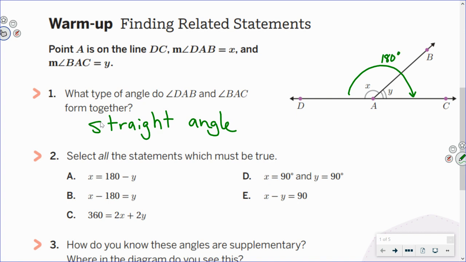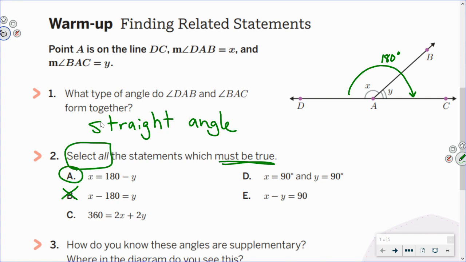And so if we take a look at number 2, where it says select all statements that must be true, if you start with 180 and subtract one of them, whether it's X or Y, it'll work. So choice A is correct. Choice B is not correct. You cannot subtract 180 from something smaller than 180 and get a positive angle.